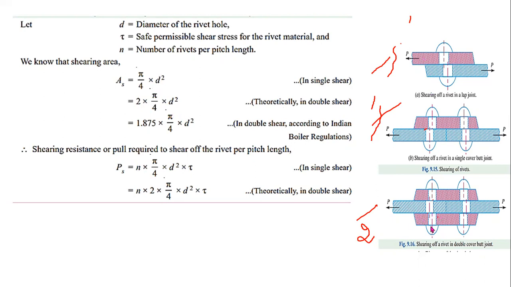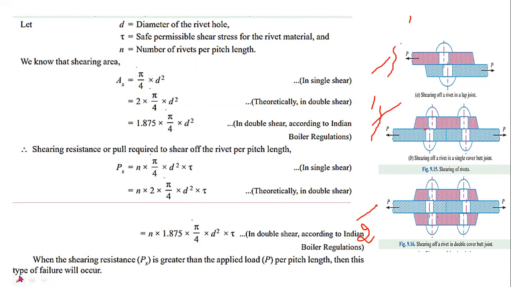For double strap butt joints, you have to consider double shear. For lap joint and single strap butt joint, you have to consider single shear. For design of boilers, you have to consider double shear as 1.875 into pi by 4 d square for boiler joint. So this is the formula for shearing strength, PS. This formula is very important for design of riveted joints. This is the shearing strength of the riveted joint.